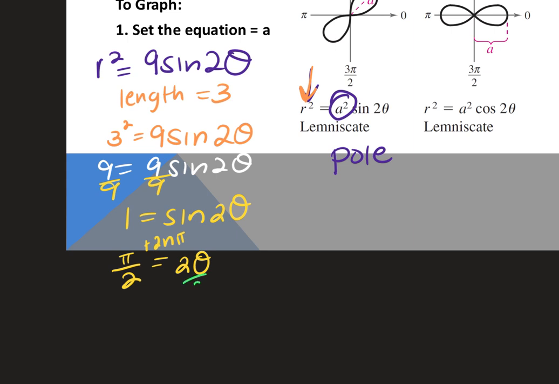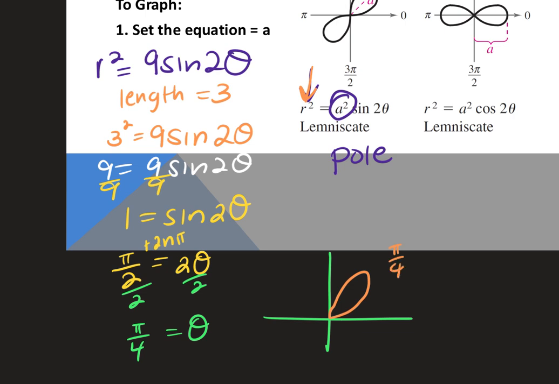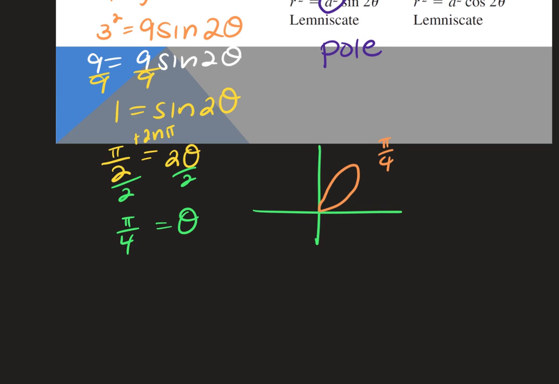Then I would divide by 2. And I'd get theta equals pi over 4. So I know one of my petals or loops is at pi over 4. And then because it only goes the opposite direction, it makes an infinity shape. I would know the other one goes the opposite side, the one that's on the other side.